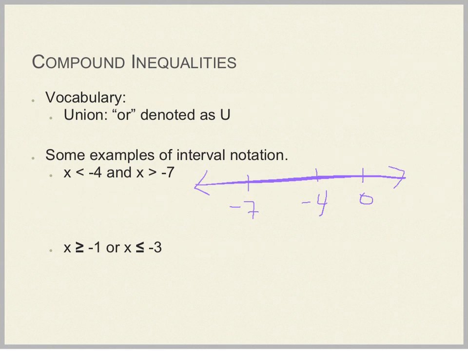In this graph, I'm going to start by looking at x's that are less than -4. So I know because it's less than -4, I want a parentheses. I'm going to be working my way less than that.